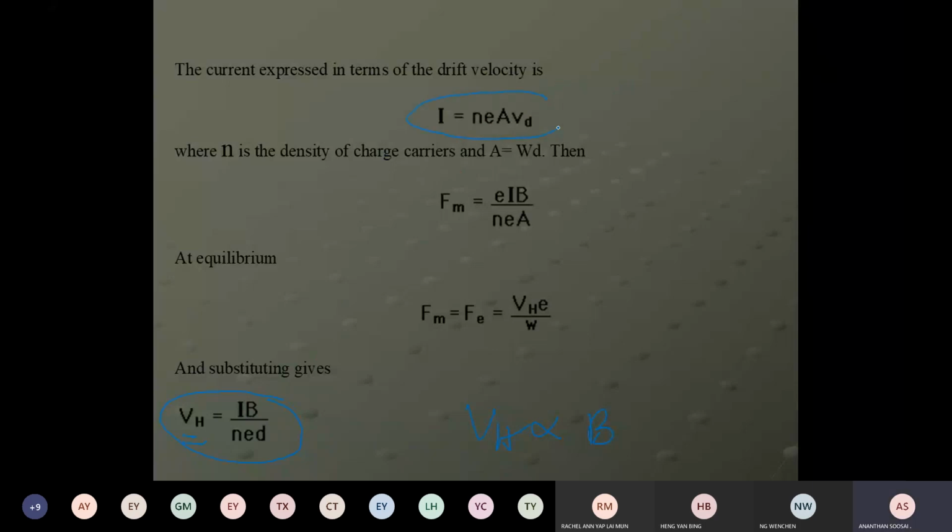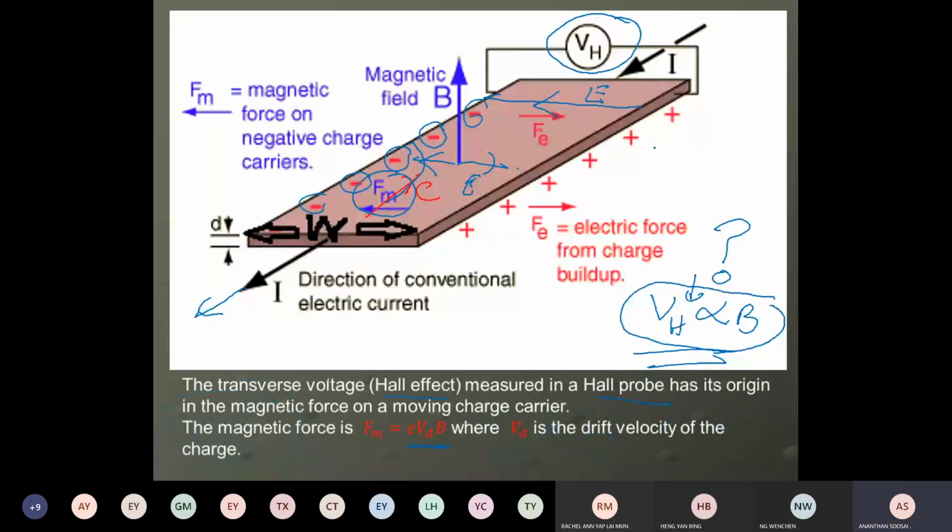First, I equals NEAv_D, your AS knowledge. What is N here? N is the charge density, how many charge carriers per unit volume. E is the elementary charge, the amount of charge possessed by one particle. A is the cross-sectional area of the conductor. Let me go back to the picture. Which is your A here?